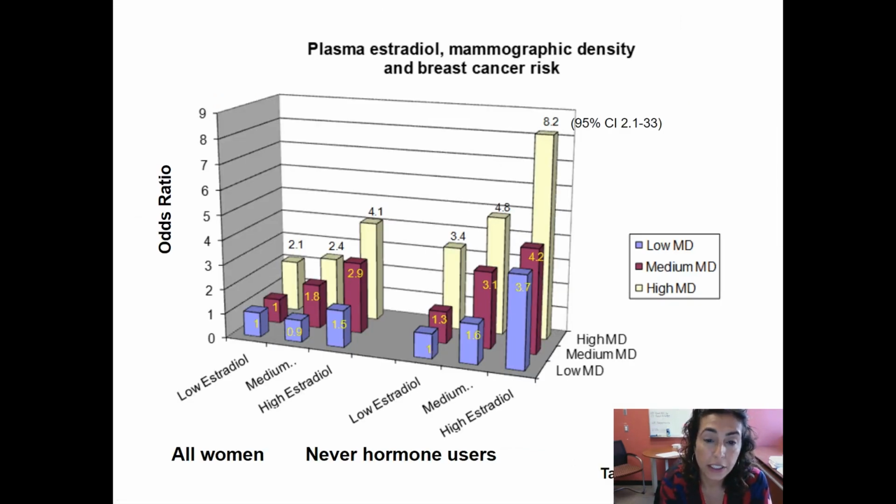In this next analysis, what we did was we cross-classified people, really tried to ask the question, what if a woman had high estradiol levels and high mammographic density? And what we found is that if she had both of these things, especially if you focus on the women that never used exogenous hormones, those women were at a particularly high risk of breast cancer compared to women who had low estradiol and low mammographic density.